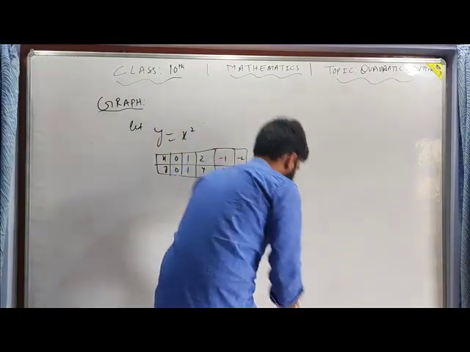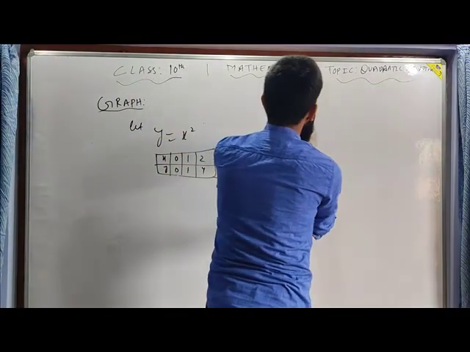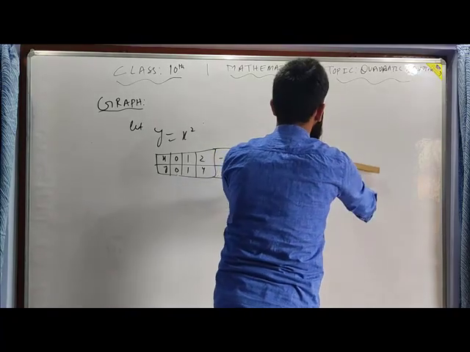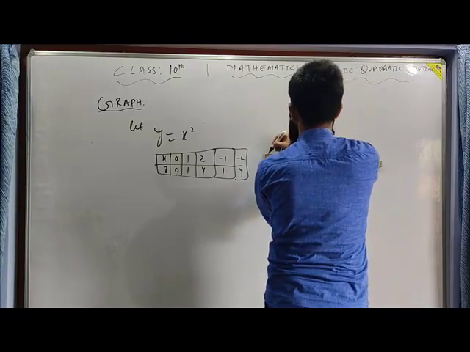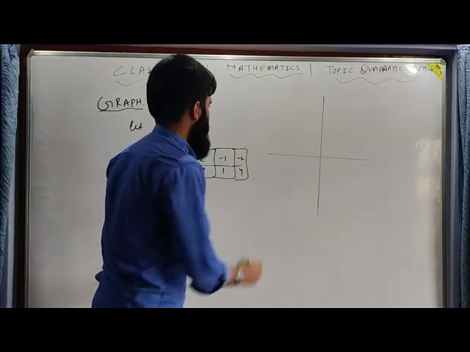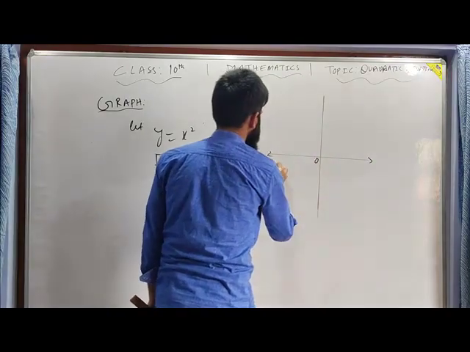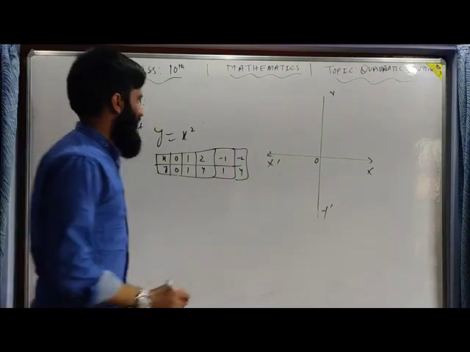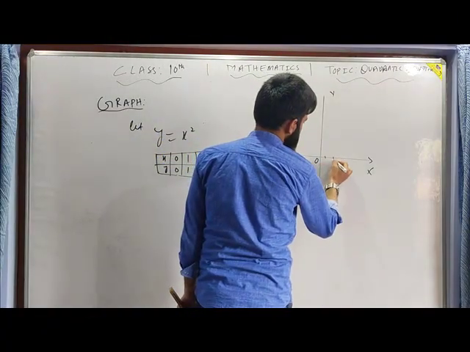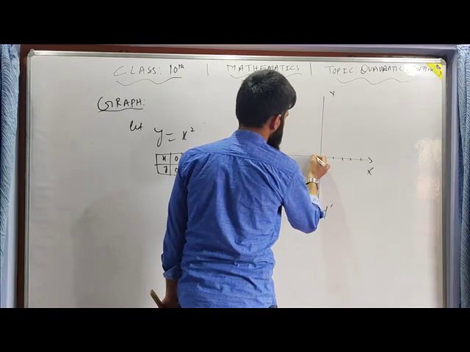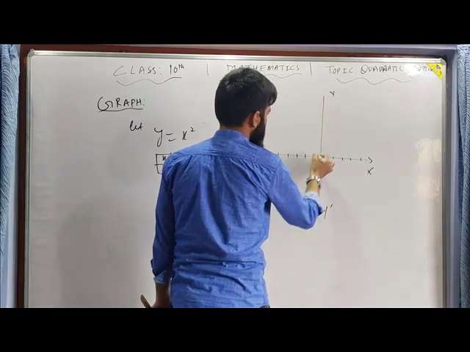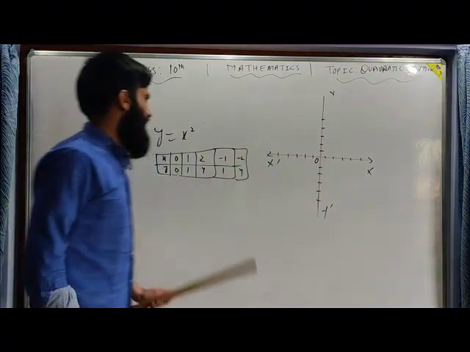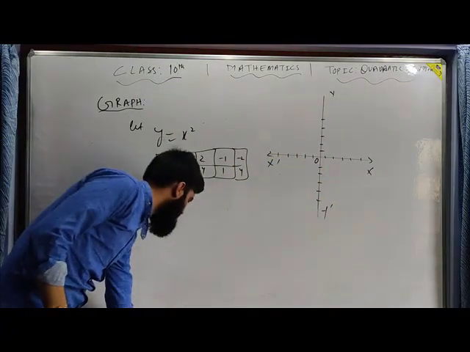If you make a graph of this, what will you get? If we are going to sketch a graph of this given data, this is a Cartesian plane. This is O, this is X dash, this is X, this is Y dash. Suppose there are divisions 1, 2, 3, 4, and 5 on each axis. Now you have to represent this situation. How are you going to represent that?